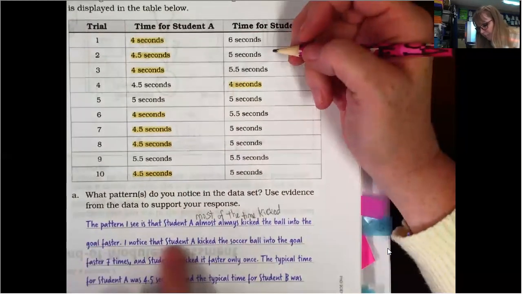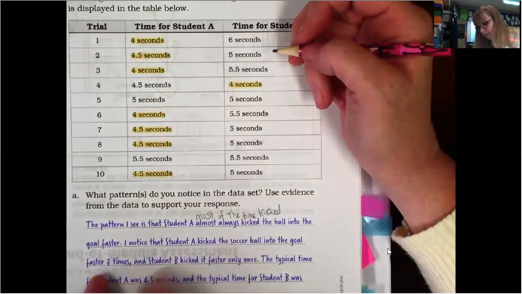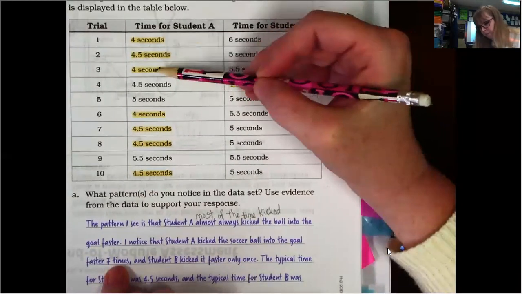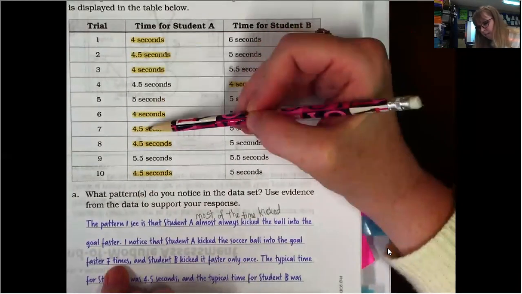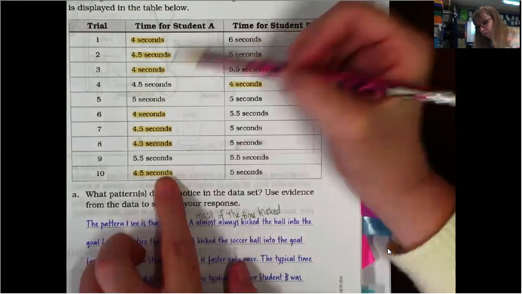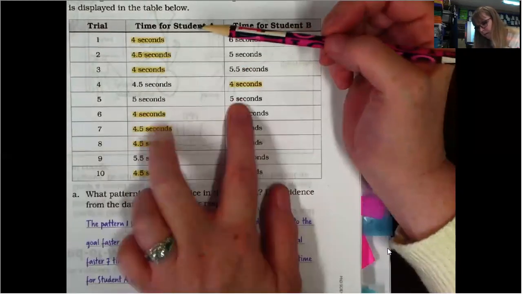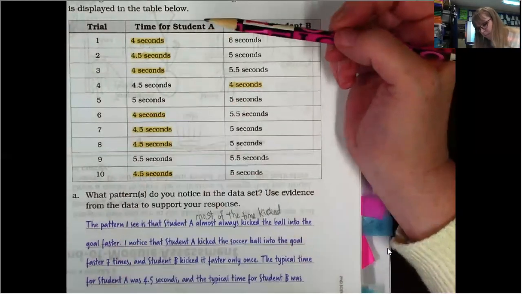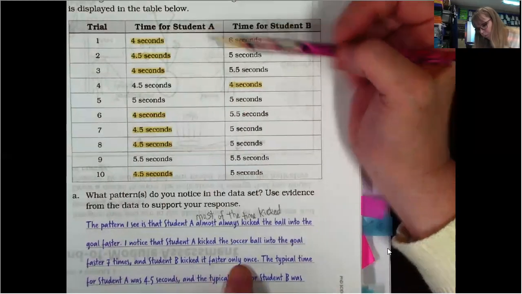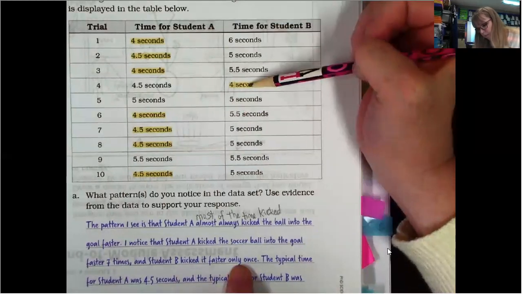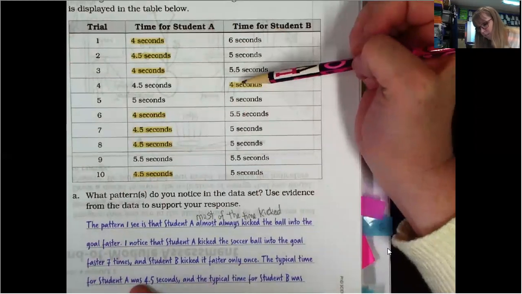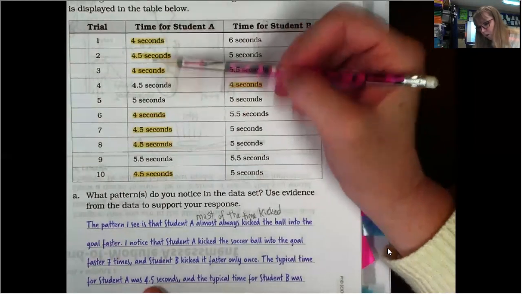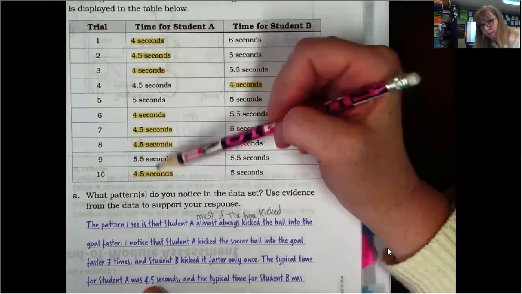I noticed student A kicked the soccer ball into the goal faster 7 of the times: trial 1, trial 2, trial 3, trial 6, 7, 8, and 10. This one it's slower. This one it's the same. This one it's the same. And student B kicked it faster only once. The typical time for student A was 4.5 seconds. Okay, so look, the way that was figured was all of these times were added up and averaged.